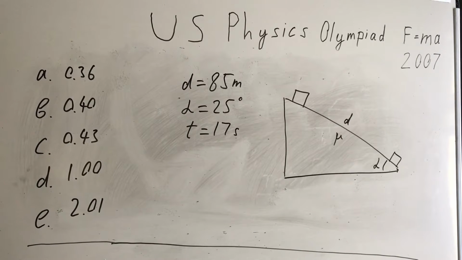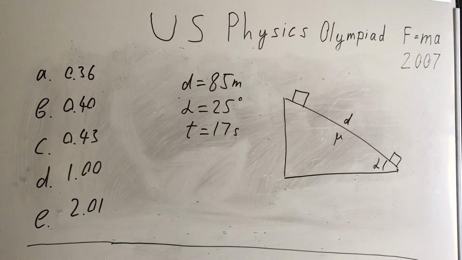Problem number 26. A sled loaded with the children starts from rest and slides down a snowy incline at 25 degrees with respect to horizontal, traveling 85 meters in 17 seconds. Ignore air resistance. What is the coefficient of kinetic friction between the sled and the slope?